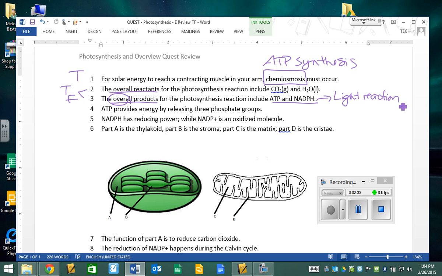Number 4 asks about how ATP provides energy. And I'm going to highlight the part at the end. ATP does have 3 phosphate groups, but is it going to release all 3 of them? It is not. And so if we change that 3 to a 1, then that would be true. The cycle is ATP to ADP. So we're always talking about removing 1 phosphate group or adding 1 phosphate group back.